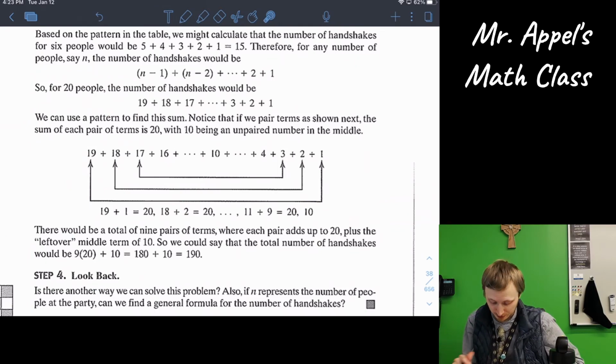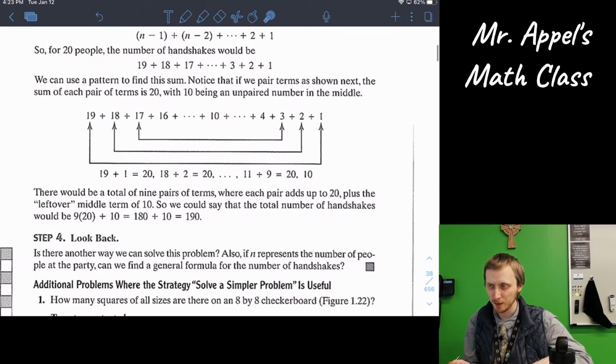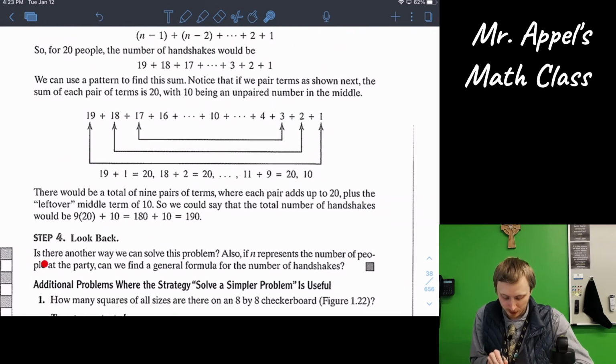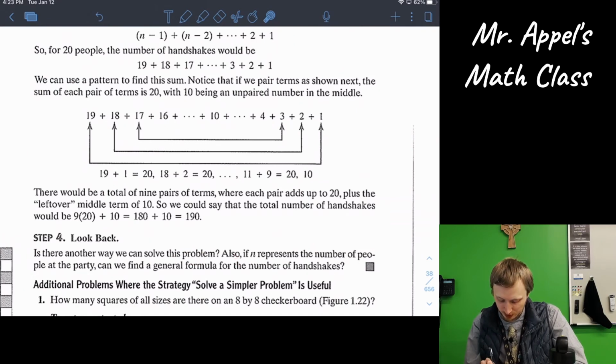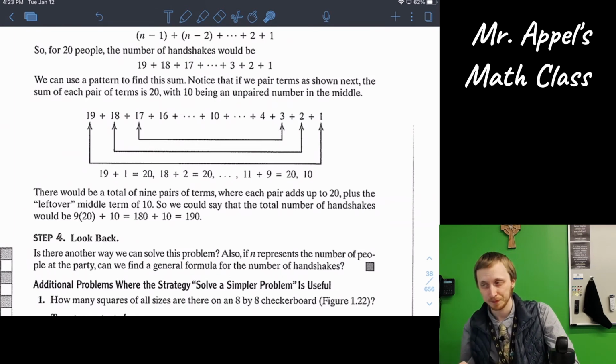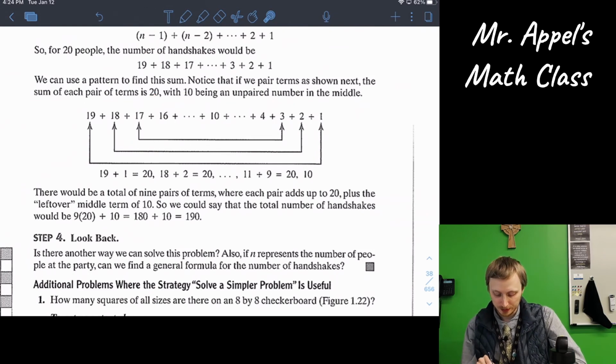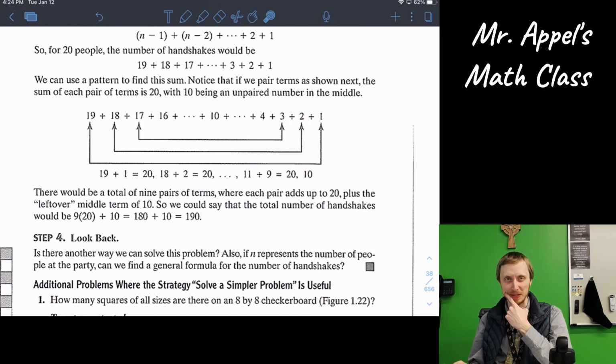Very nice. All right, step 4, let's reflect a bit. Consider, is there another way we could solve this problem? There's multiple approaches, different ways to represent it, different ways to get started. Also, if n represents the number of people at the party, can we find a general formula for the number of handshakes? I find it rather interesting that we started with 20 people and our pairing sums always came to 20. Is that going to be always the case?